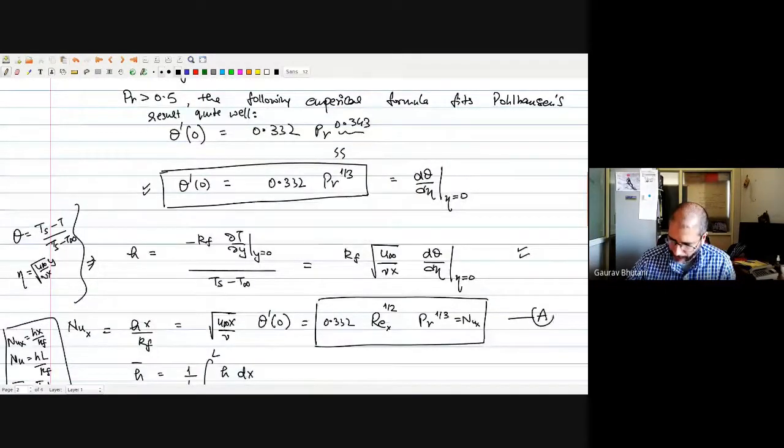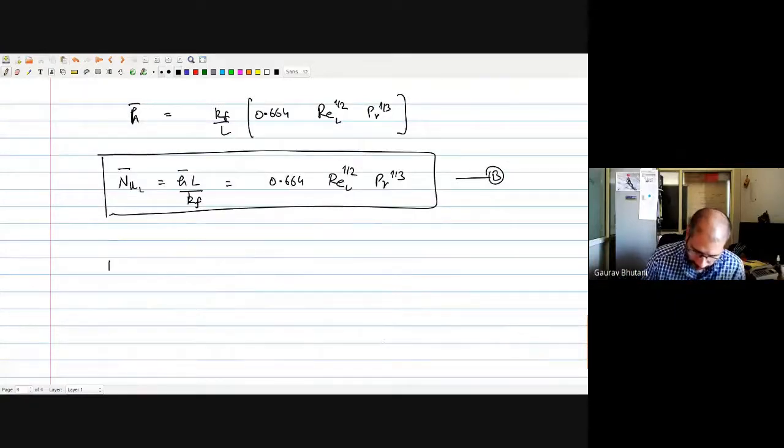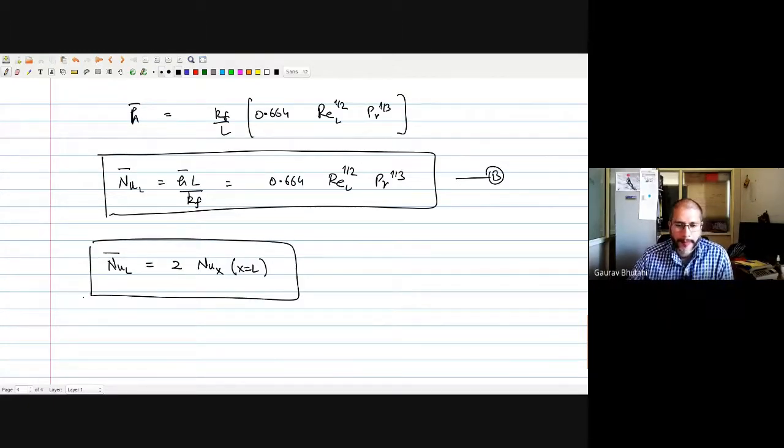and this expression which we call A, the difference between A and B is algebraically that you have this Reynolds number here that is based on x, whereas the Reynolds number here is based on L. So what I can say is that the average Nusselt number based on the length L is twice the local Nusselt number based on x for x equal to L. And remember this Nu x simply is telling us the Nusselt number based on length x. And this is the average Nusselt number based on length L.